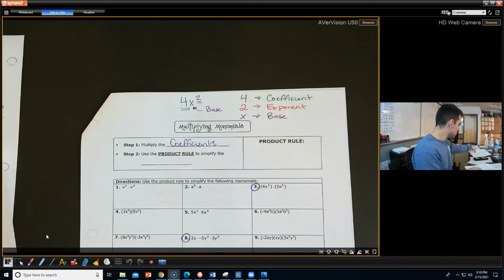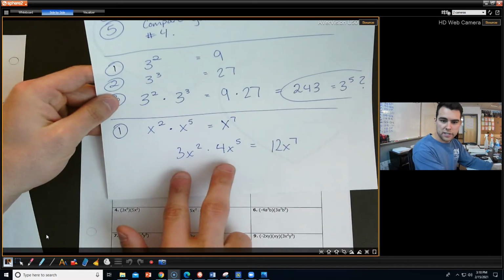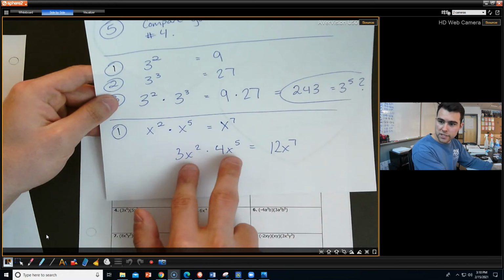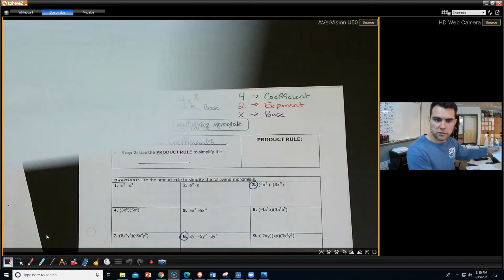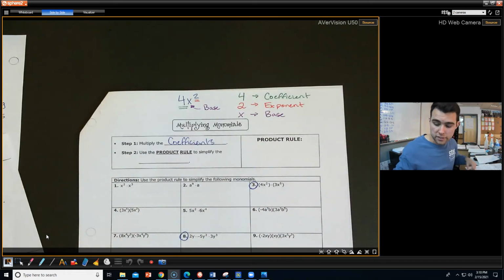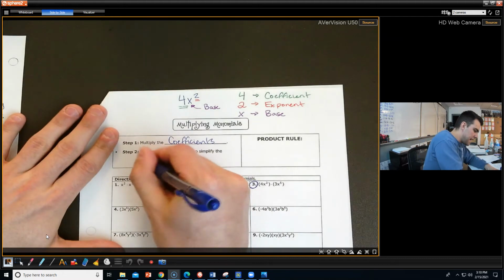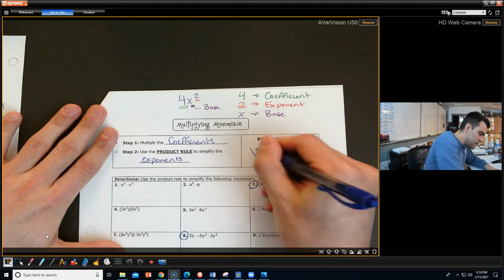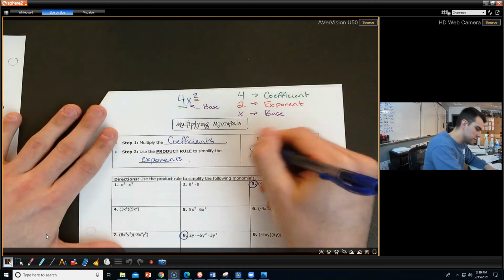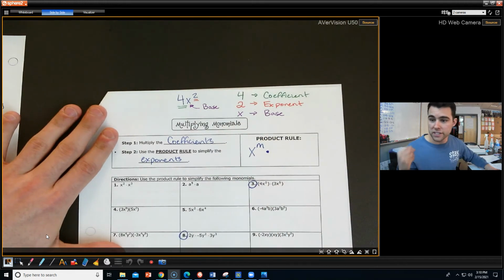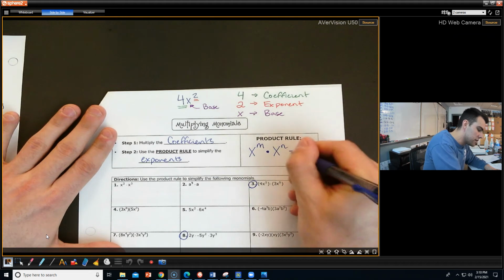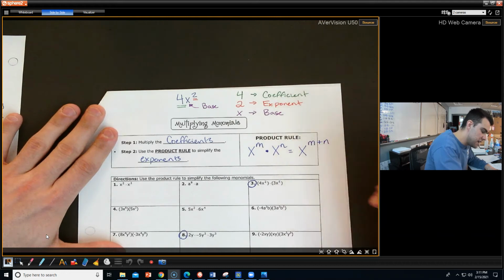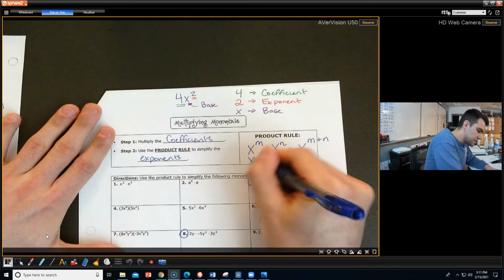In that last example I showed you, I said 3 times 4 was 12. I multiplied the coefficients first. Then I noticed these are the same bases, so I added their exponents together. Use the product rule, which we're going to define, to simplify the exponents. We're going to write the product rule right here. If I have x to the m power, and I'm multiplying that by something with the same base, like x to the n power, we just do x to the m plus n, where x is your base.